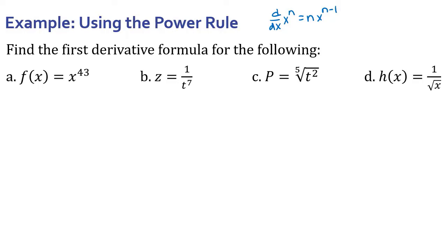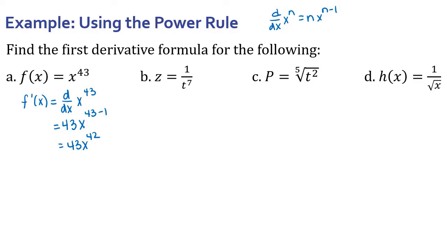Okay, so if I was finding the derivative of this, I'm going to write this using Leibniz notation. So this would be the first derivative of x equals d over dx of x to the 43rd, because I'm taking the derivative of that function. Using this formula, I get 43x to the 43 minus 1, which is 43x to the 42nd.